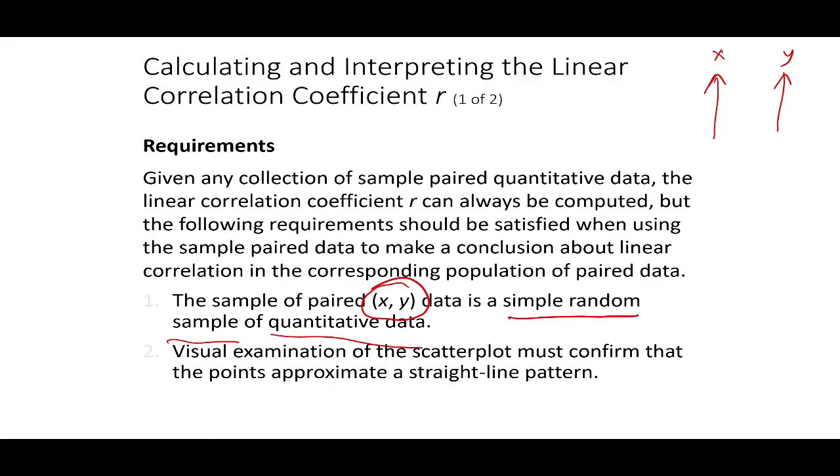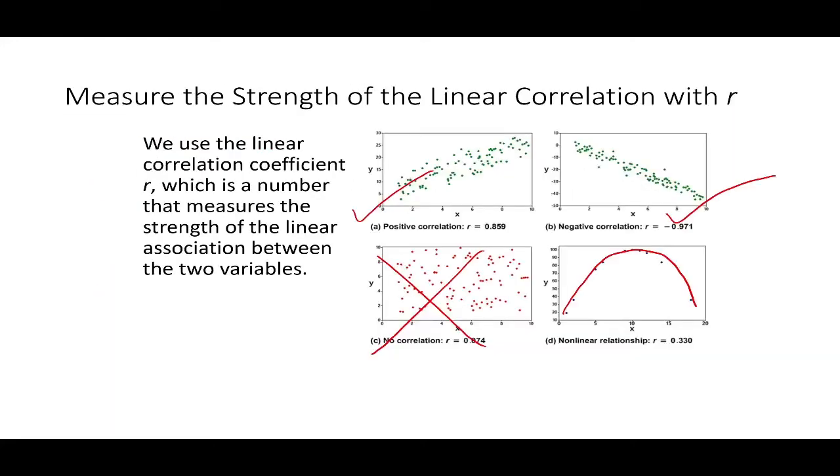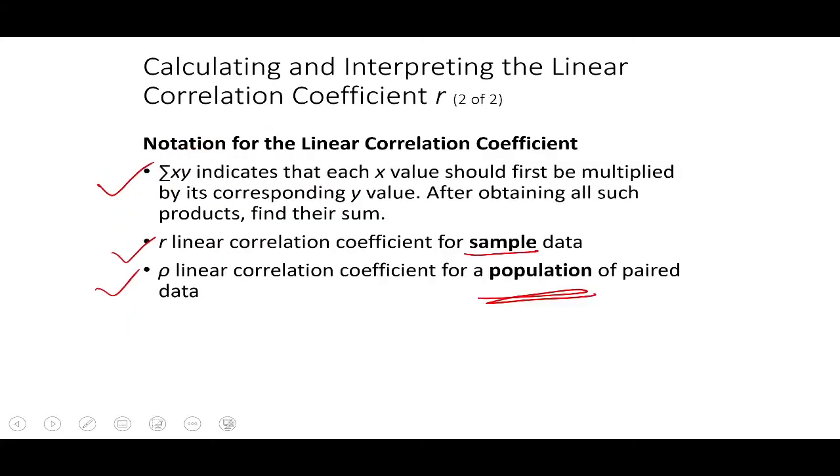So whenever we try to plot those values, visual examination of the scatter plot must confirm that the points approximate a straight line pattern. So whenever we plot the data, that should be a straight line pattern, as we looked at in a couple of examples before. If we go back and look at the examples, the first two are straight line patterns.